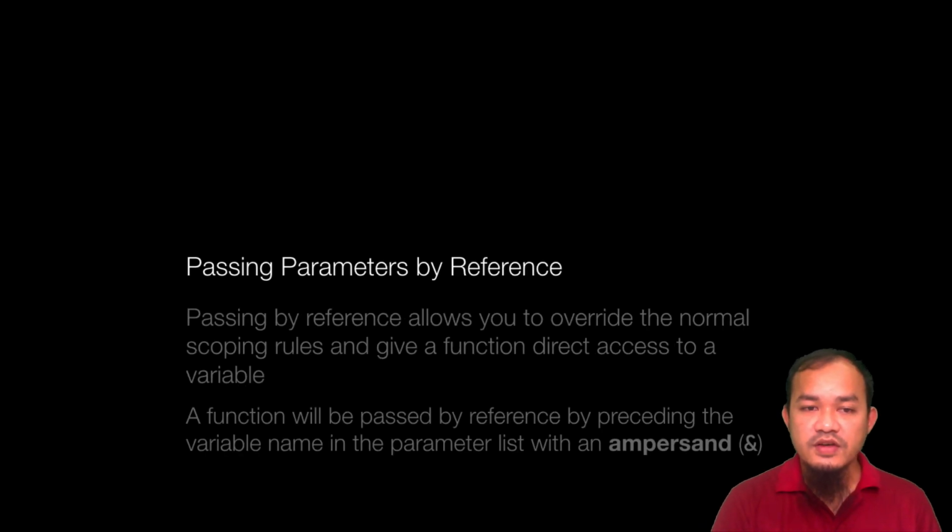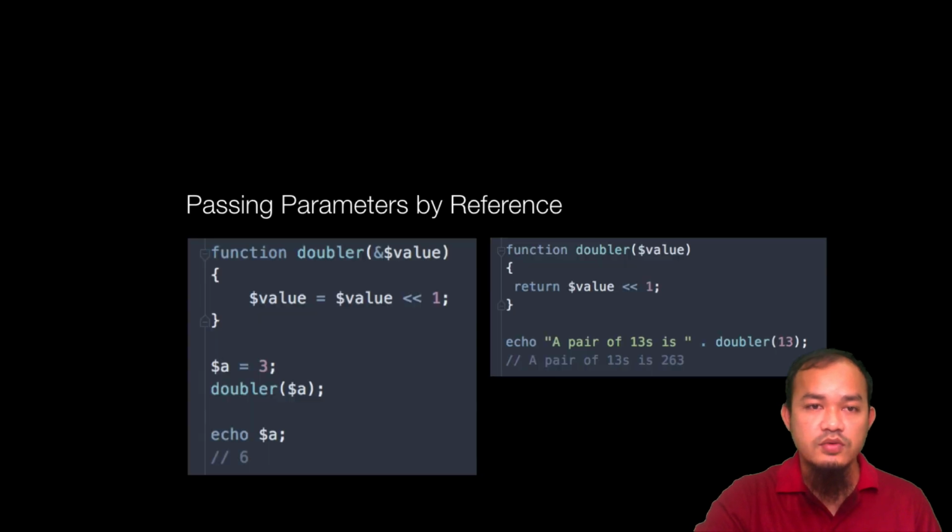Passing parameter by reference allows you to override the normal scoping rules and give a function direct access to a variable. A parameter is passed by reference by preceding the variable name in the parameter list with an ampersand. Okay, ampersand symbol, this one. You do not assign any value to the parameter directly, but you assign via a reference. You reference some variable. Okay, let's see the example.